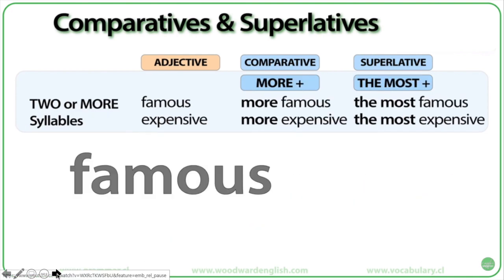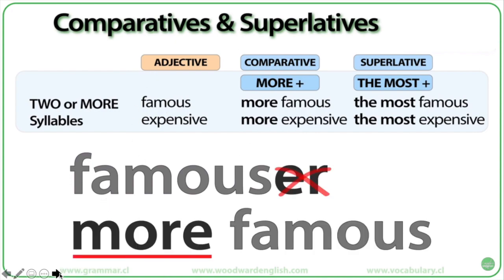Yes, perfect. If we have two or more syllables that don't end in Y, we need, in this case, to use more or the most. For example, famous becomes more famous. Not famouser, that is incorrect. We say more famous. Expensive becomes more expensive.